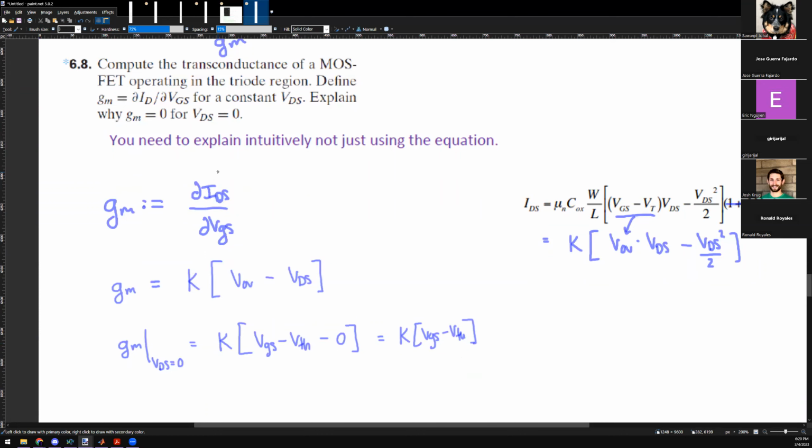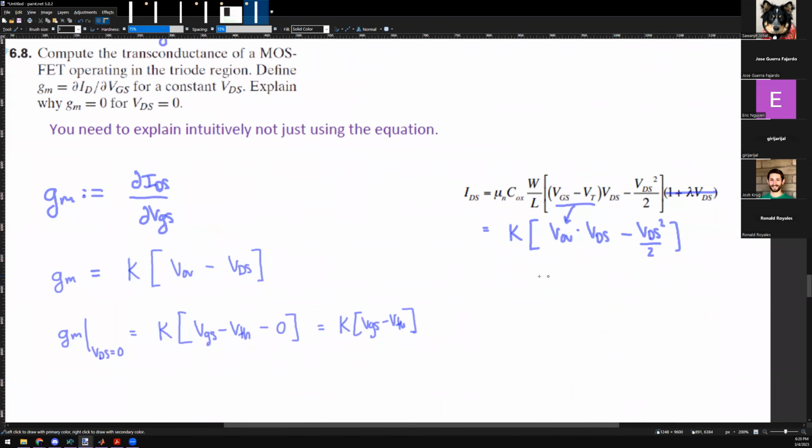Define GM to be this. Do you see your equation on the right, when you call the first portion of it K, and then the VDS? Okay, so you have that. In that case, if VDS is 0, then IDS is 0. VOV times K is 0, minus VDS squared over 2 is just 0. No, that's not how derivatives work.